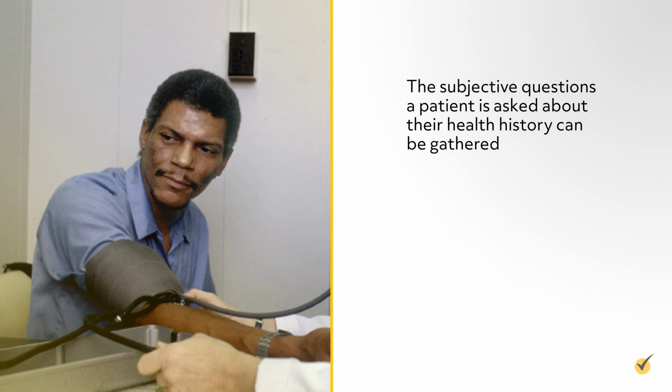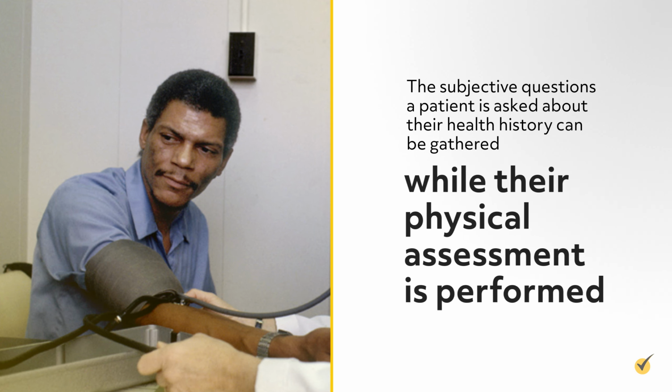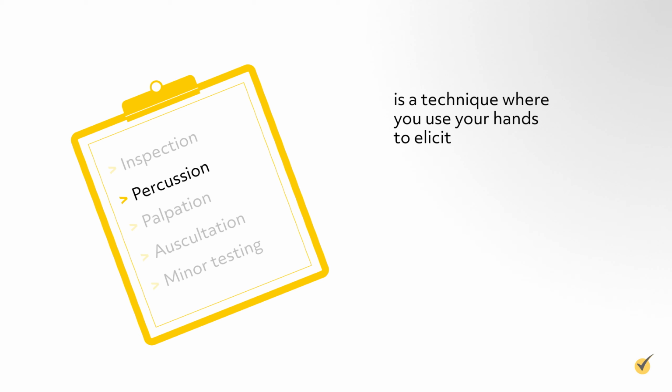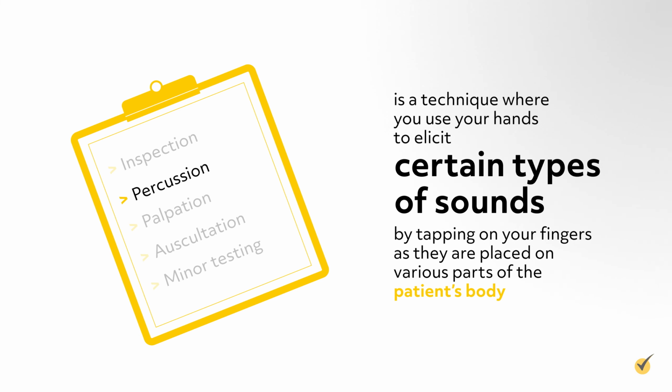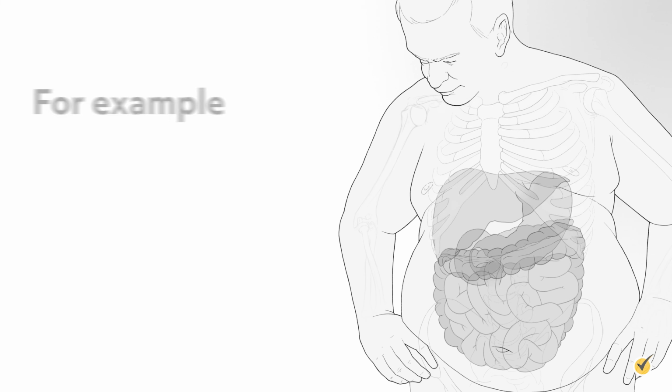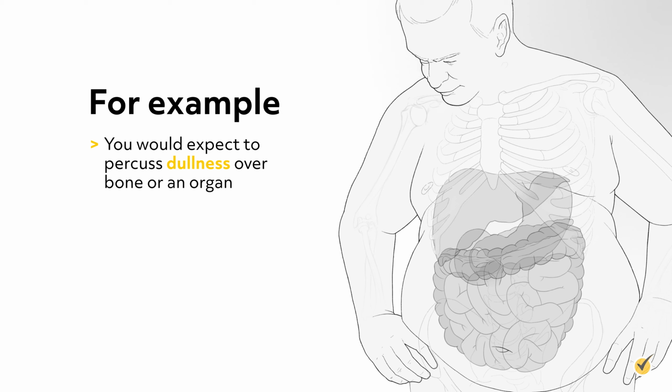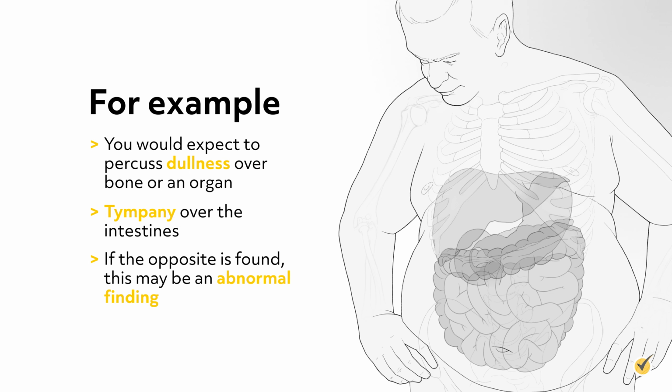Often, the subjective questions a patient is asked about their health history can be gathered while their physical assessment is performed. Percussion is a technique where you use your hands to elicit certain types of sounds by tapping on your fingers as they are placed on various parts of the patient's body. For example, you would expect to percuss dullness over bone or an organ, and tympany over the intestines. If the opposite is found, this may be an abnormal finding.